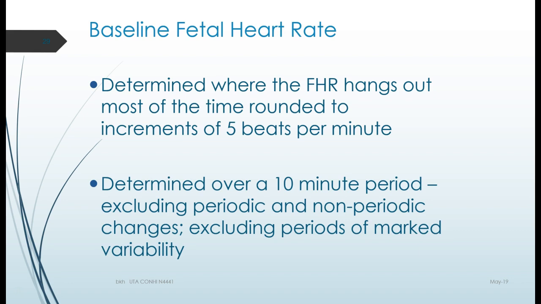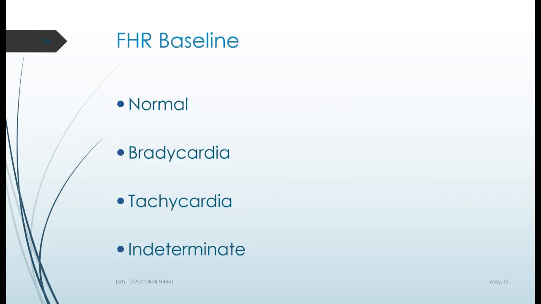So for right now, heart rate baseline is where does it hang out most of the time, rounded off to the closest 5 beats per minute. And where is it hanging out when it's in its baseline, in between contractions? A normal fetal heart rate baseline, we said 110 to 160. So bradycardia is anything less than 110, tachycardia anything greater than 160.